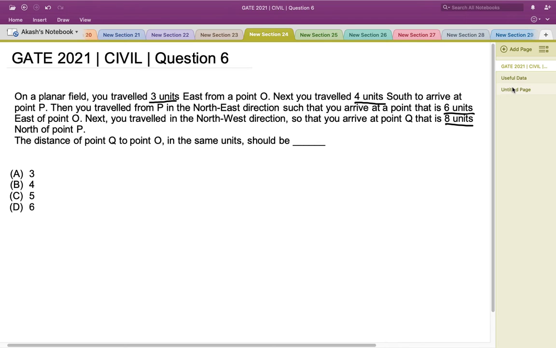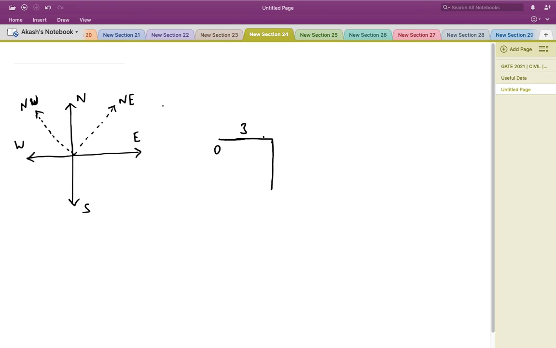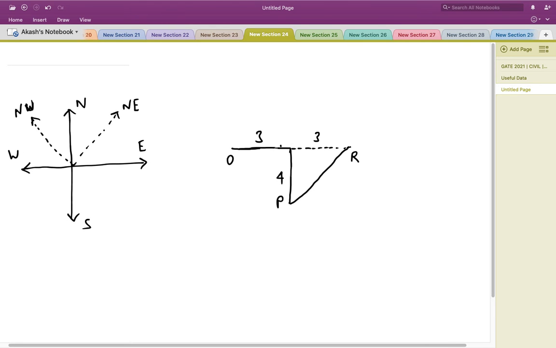Then from the point P we traveled in the northeast direction such that we arrive at a point that is 6 units east of point O. That means that once we have reached point P, we have traveled in the northeast direction to reach a point that is 6 units from the point O. So let's name this point R. We have reached a point R that is 6 units from point O. That means that we have traveled a distance of 3 units from this point X, so that the total distance from point O to point R is 6 units.